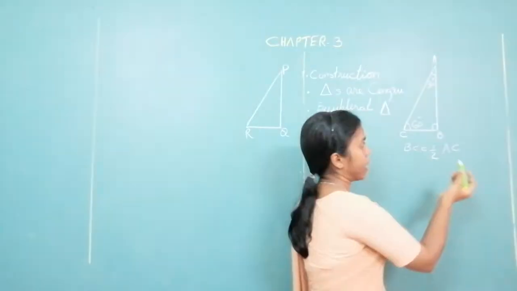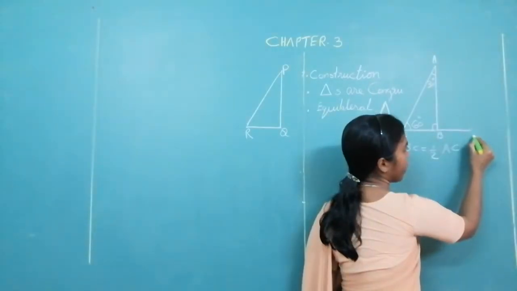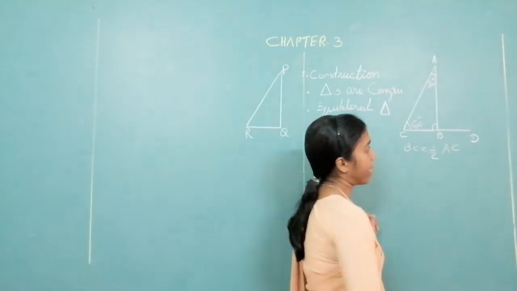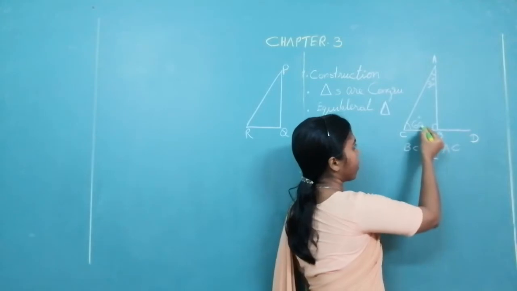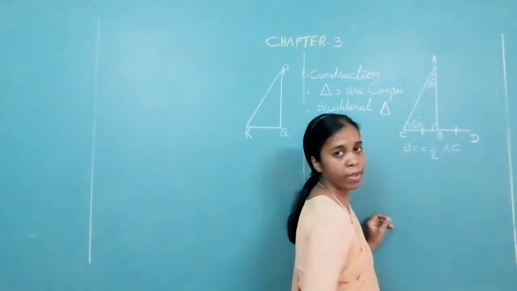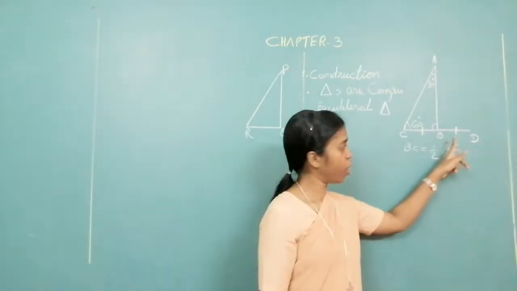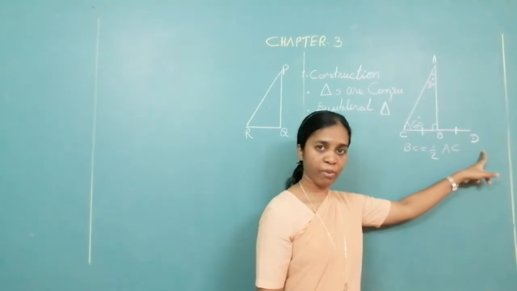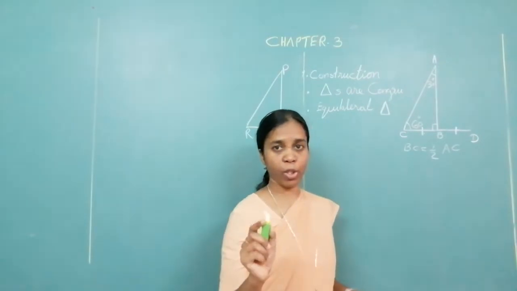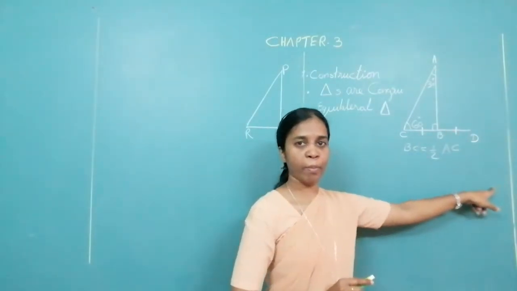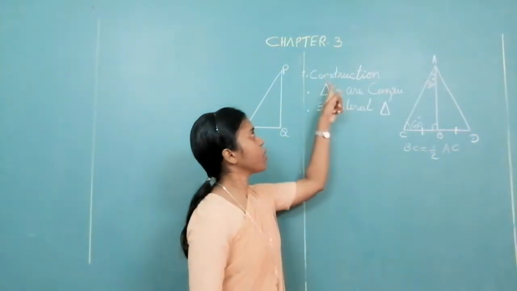The construction is: extend CB to D in such a way that BC is equal to BD. I repeat, what is the construction? Extend CB to D in such a way that BC is equal to BD. That is very important to mention, that BC is equal to BD. And then join A to D. So the first part is over, the construction.